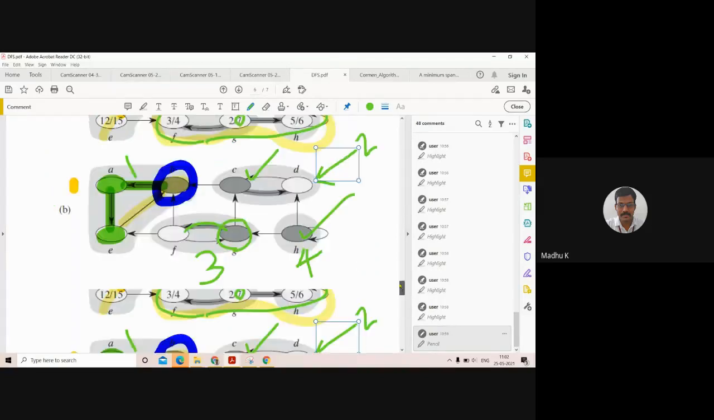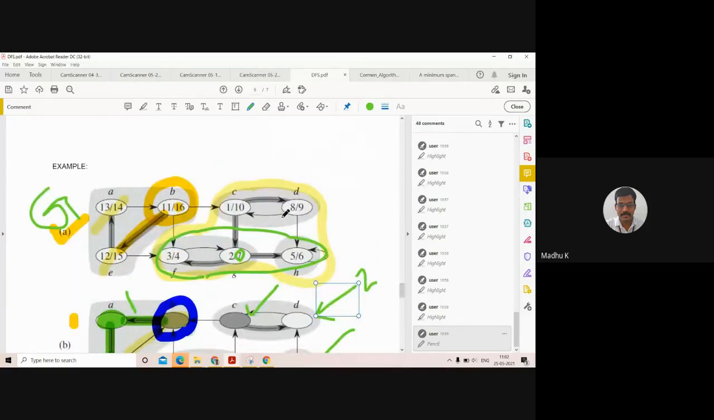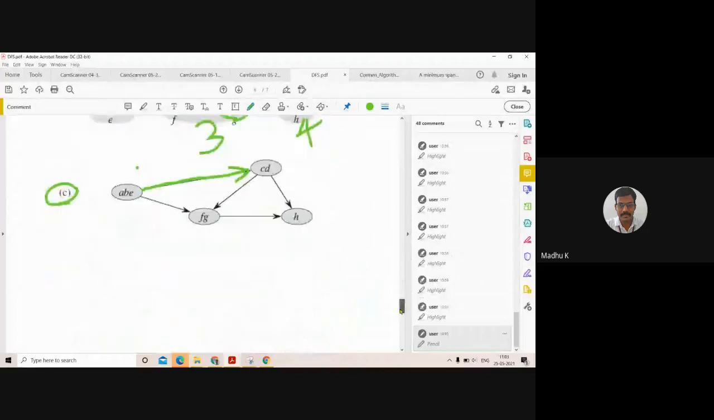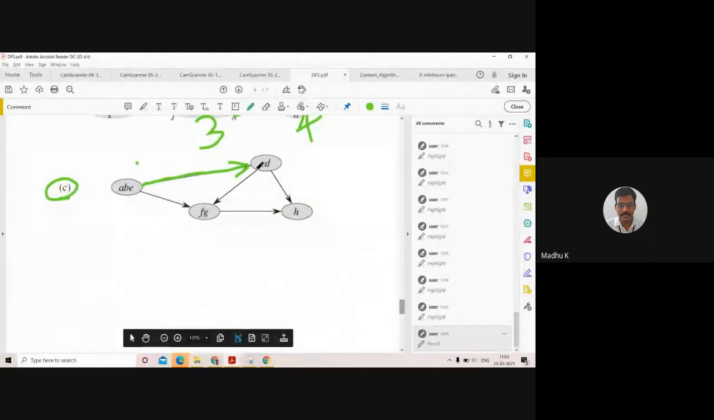Similarly, for CD and FG, CD is here, FG is here, and the direction is from CD to FG. You can note that. In this way, we can write this also. So this is the method of finding the connected components, or strongly connected components, in a graph. Basically, this is an application of our DFS algorithm.